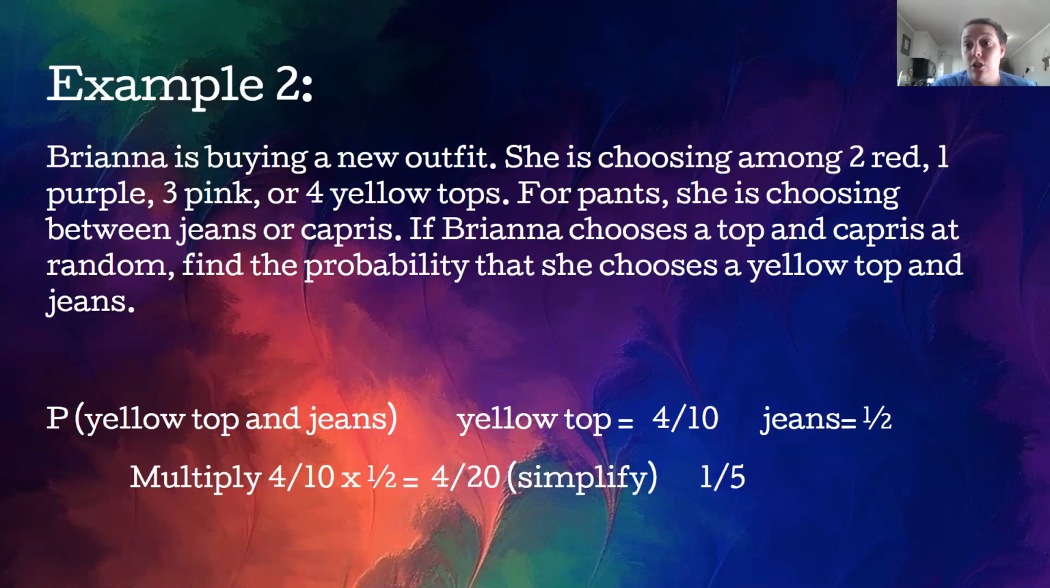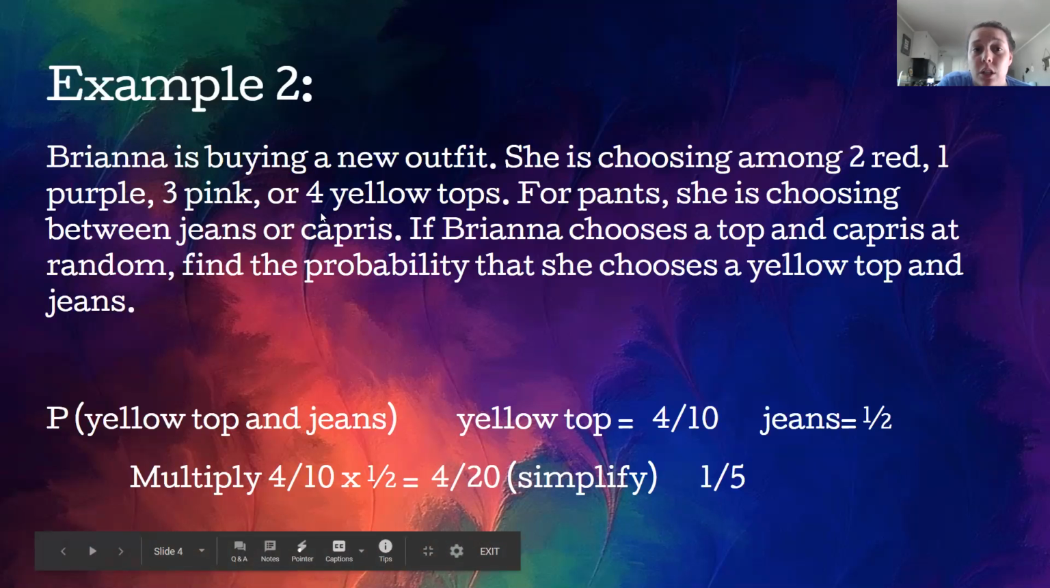I'm finding 2 separate events since they're 2 separate things. So picking a shirt is separate from picking a pair of pants. What I pick for a shirt won't determine what type of pants she's picking. As far as picking a yellow top, if you look back in the question, she could pick from 4 yellow shirts. And then the 10 on the bottom is the total number of shirts.